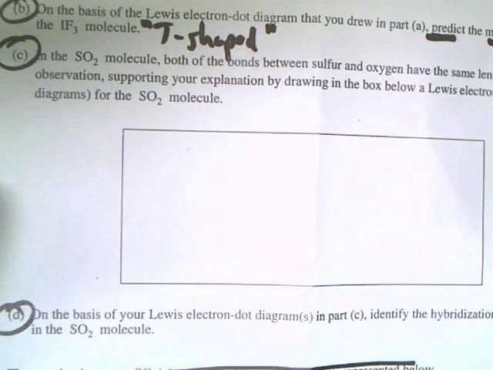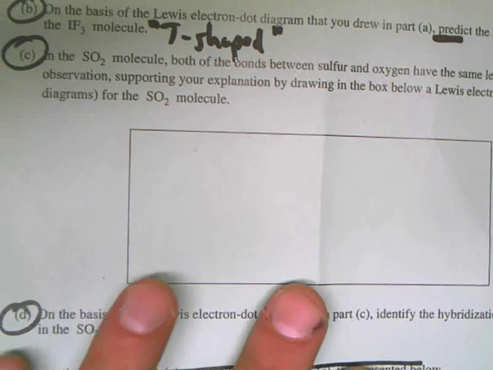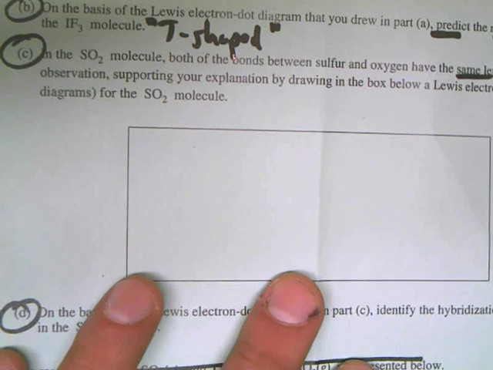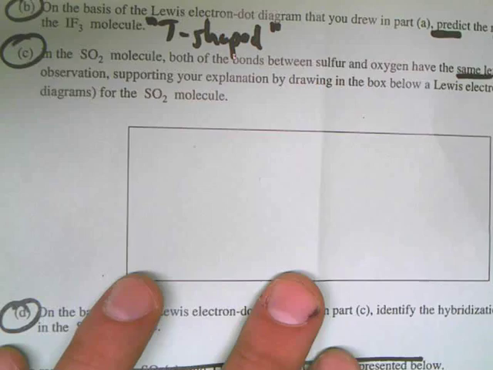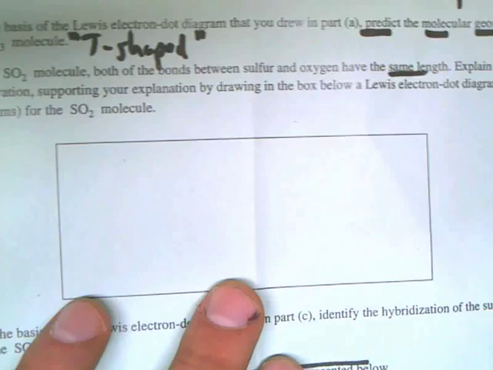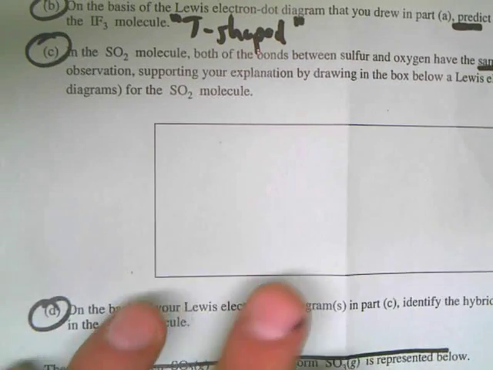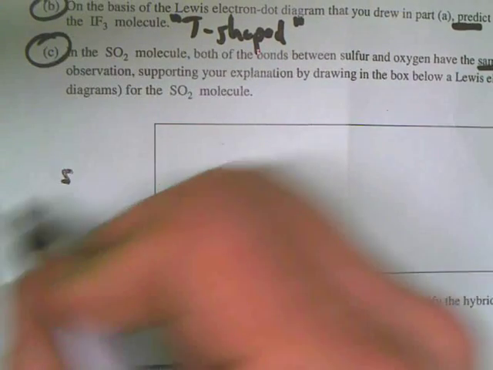All right, let's go down to this next one. In the SO2 molecule, both of the bonds between sulfur and oxygen have the same length. Explain this observation, supporting your explanation by drawing in the box below. Okay, so we have a box. The Lewis structure. So let's draw the Lewis structure first. Let's do it on the side, and then we'll do it a little bit later on.